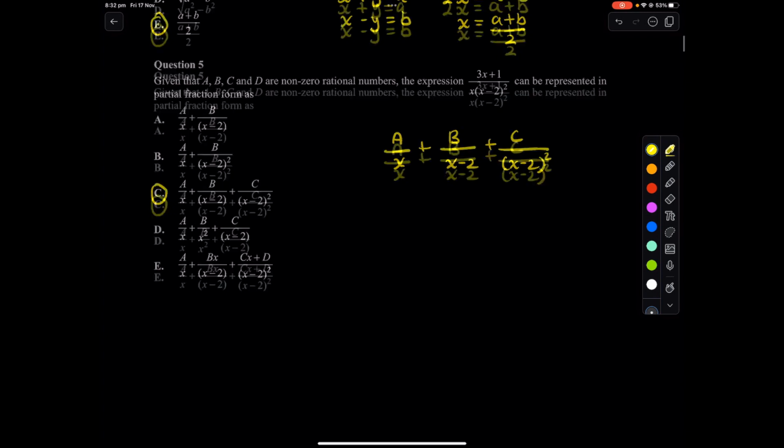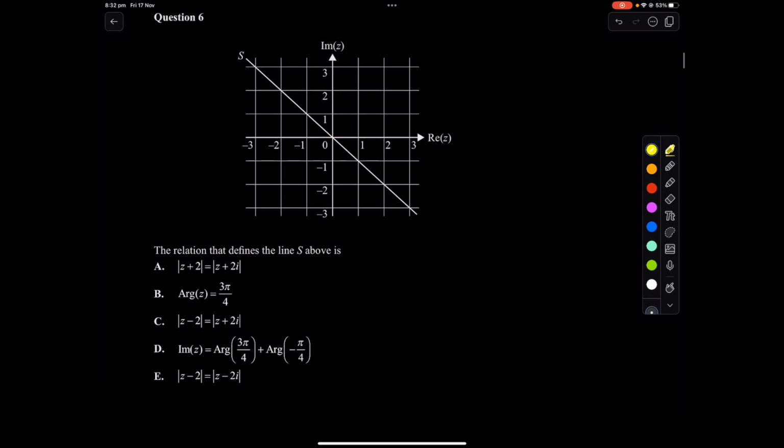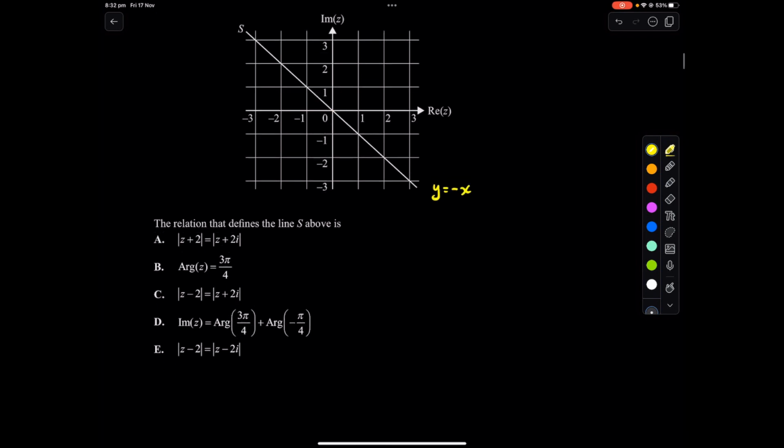Yeah, nice. Question 6. The relation that defines the line S above is what? Okay, so it's a straight line and it passes through this point. So it's y equals negative x. And have a look at these. This straight line, we can just use the perpendicular bisector. We don't actually have to let z equal. We just have to use perpendicular bisector over here. So, for example, this point, we can write it as negative 2, 0. And this point here would be 0, negative 2.